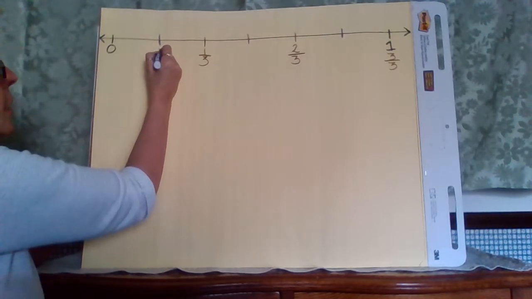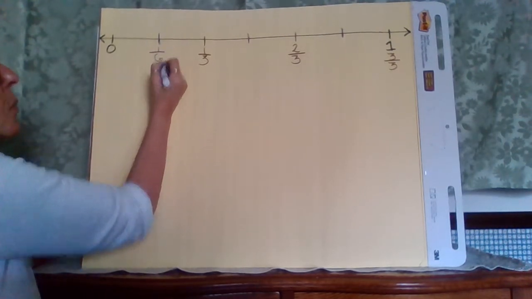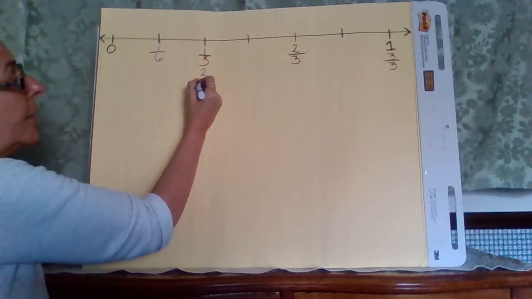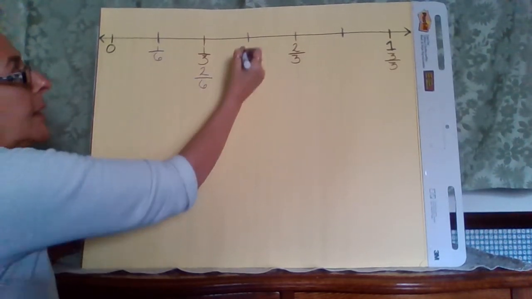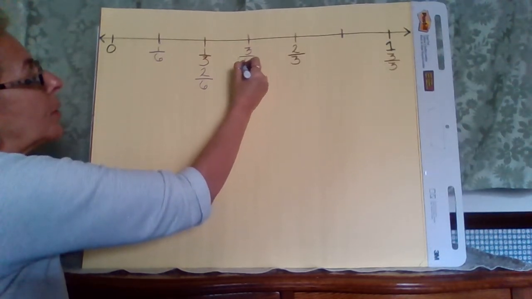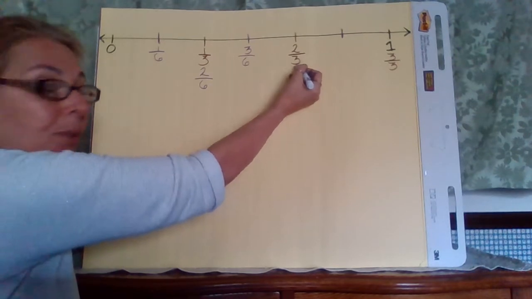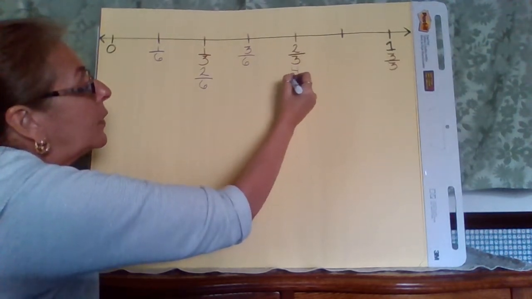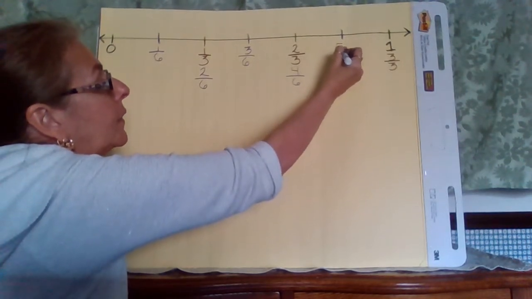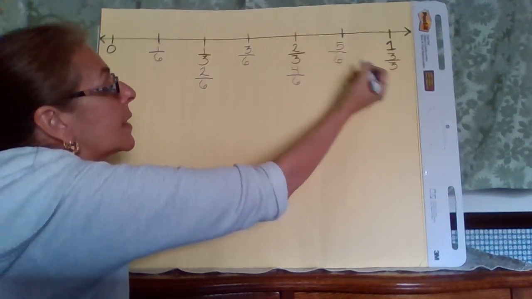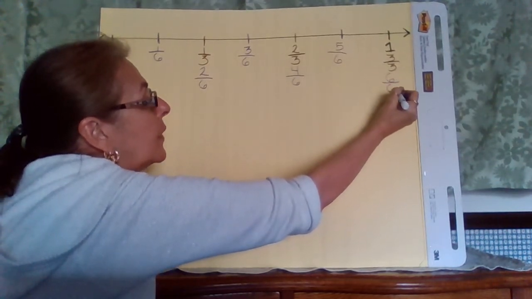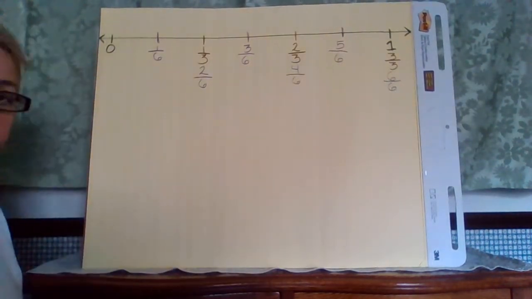So this location on my number line is 1/6. Notice at 1/3, I also have a sixth. It's going to be 2/6. 3/6. Notice at 2/3, I have 4/6, 5/6, and then at 1 whole, I have 6 sixes.